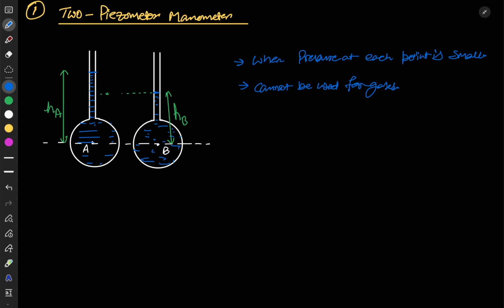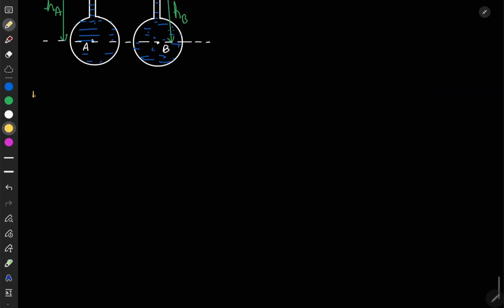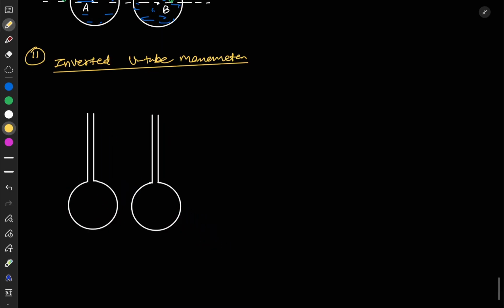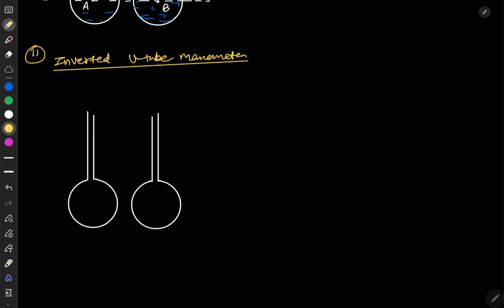Now after that we move to our second one, that is the inverted U-tube manometer. This inverted U-tube manometer is basically similar to the two piezometer manometer, but there is a slight difference. Let me draw it here. If it is like this, then the difference is that there is some manometric fluid inside this, or sometimes it is also simple air.